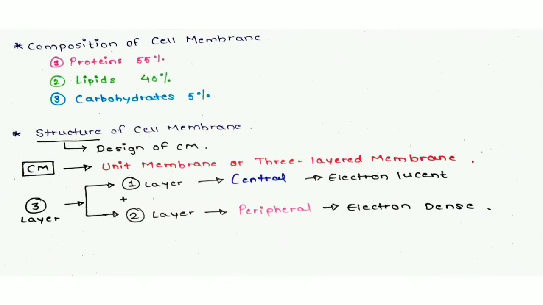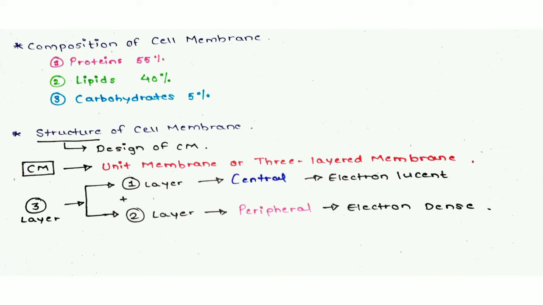Now, what is the cell membrane made of? We will be studying the composition of the cell membrane. The first constituent is protein, which makes up 55%. The second is lipid, 40%, and carbohydrates about 5%. So how are these three components arranged to make up the cell membrane? We will be studying the design and structure of the cell membrane. Here I will cover only the introduction, because covering the cell model would make the video huge. So I will cover that part in the next video. As soon as I upload the video, the link will be available in the description.